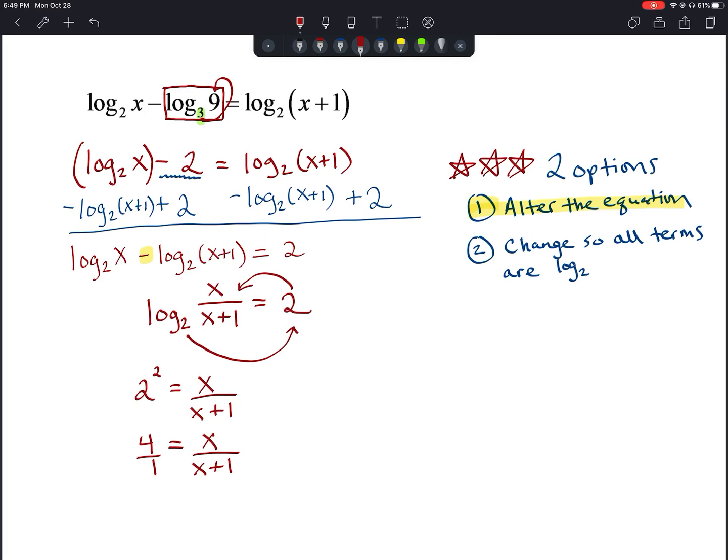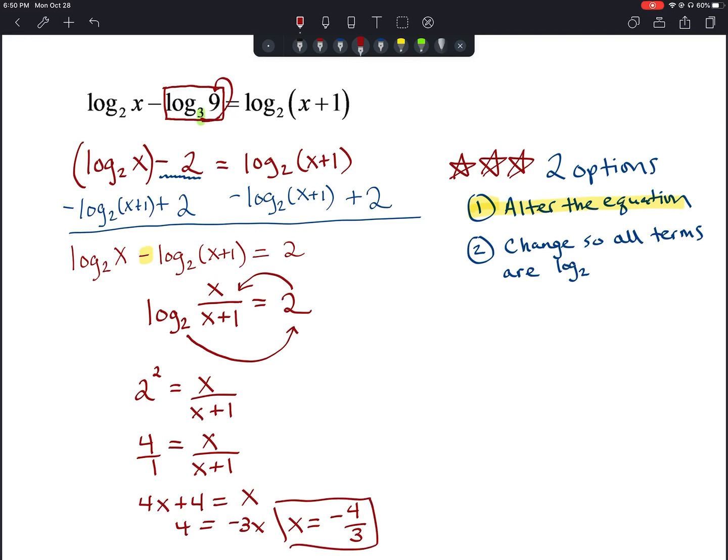So we'd have there 4 times the quantity of x plus 1. I'm going to go ahead and just distribute it through since I'm running out of room. Subtract our 4x from each side, so we'd have negative 3x is equal to 4. So therefore x equals negative 4/3.